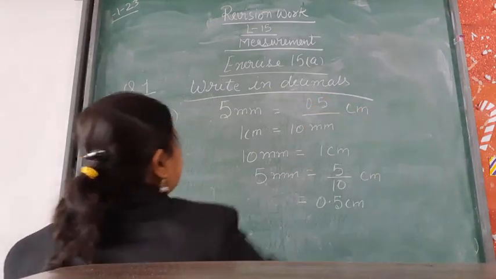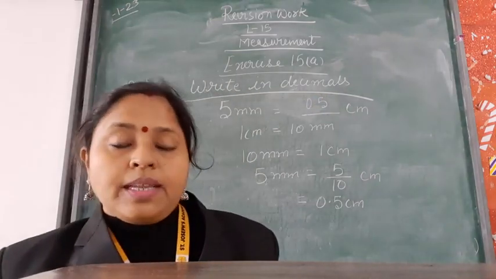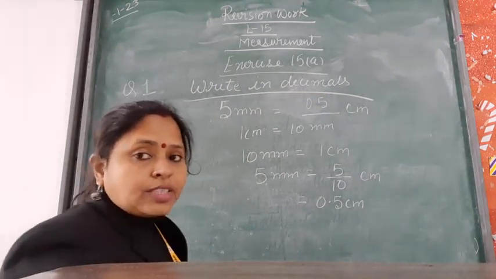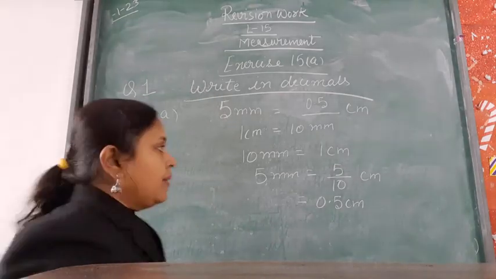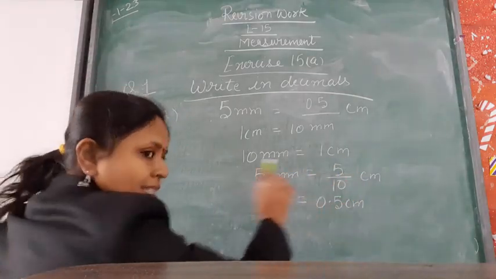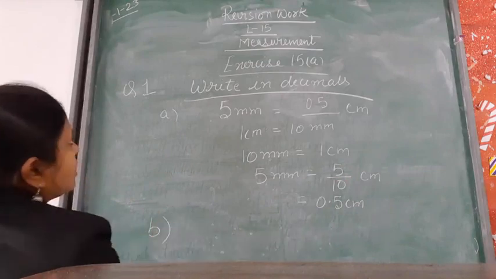0.5 centimeter. So 5 millimeter is equal to 0.5 centimeter. And you know how to change the common fraction into decimal fraction, which we have already learned in chapter number 10 and 11, right? So this is the common fraction and we have changed it into decimal fraction, right? So now let's do one more part of this question.